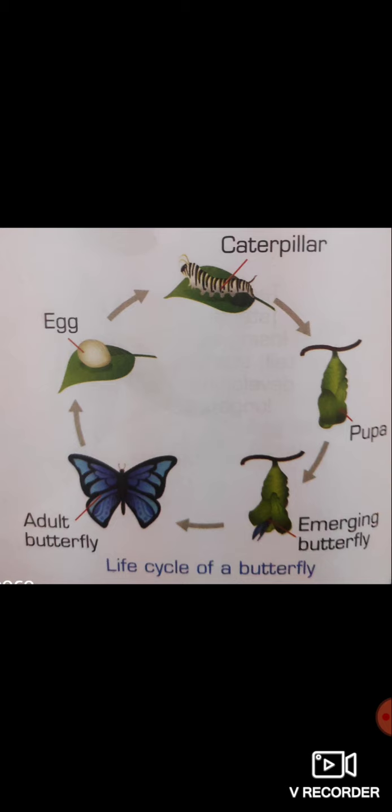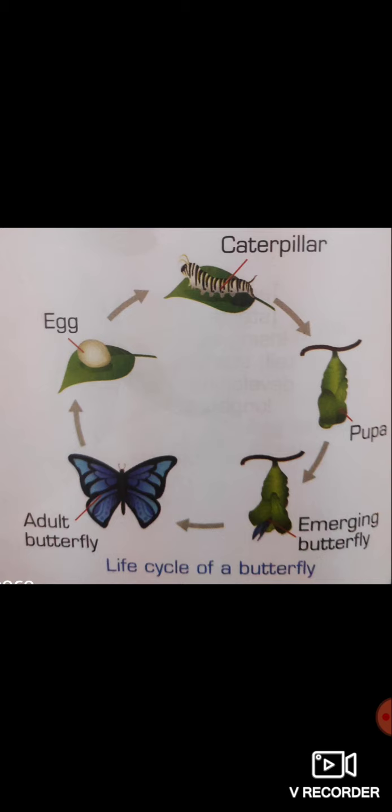Inside these eggs, a caterpillar begins to grow, and when the egg is ready, it hatches and a larva comes out, also known as a caterpillar. So what is a caterpillar? It is the larva that the egg hatches into.